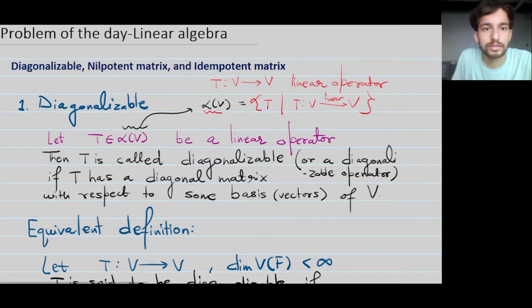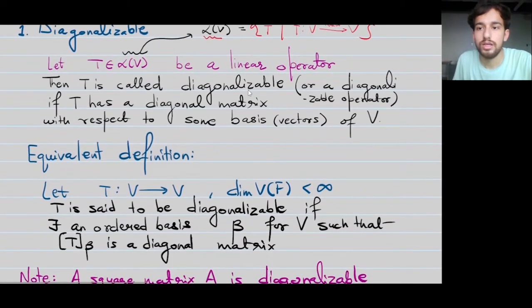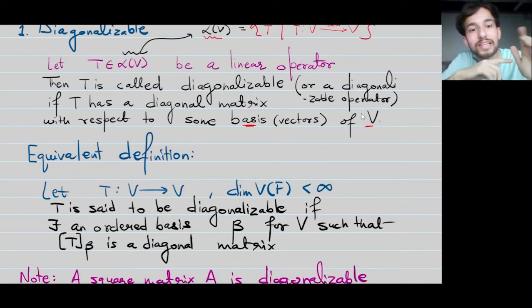So this linear operator is said to be diagonalizable if this operator has a diagonal matrix. That is, there exists a diagonal matrix with respect to some basis vectors of V. Our vector space has some basis vectors, and those vectors are precisely what I said are the eigenvectors of this linear operator T.